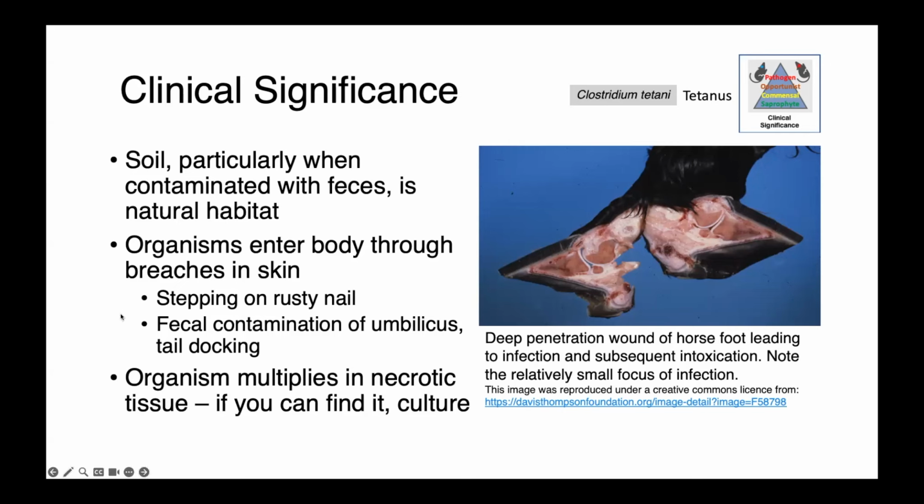In veterinary species, we can also see it when we have fecal contamination of the umbilicus, or potentially also during tail docking. Essentially, the pathogenesis is that the organism multiplies in necrotic tissue. And so if you can find the focus of infection, you can certainly culture it. Once we have the organism growing, it produces a variety of toxins which cause the systemic effects. In this image here, you can see a cut section of a horse foot where there was a deep penetrating wound right here. And what I hope you can appreciate is that it takes a relatively small focus of infection in order to get a systemic intoxication and life-threatening disease.